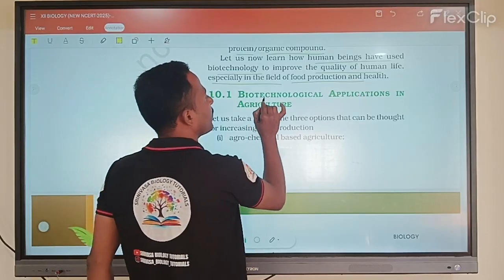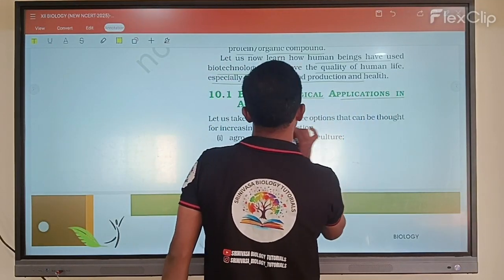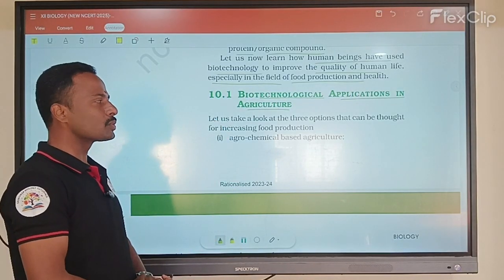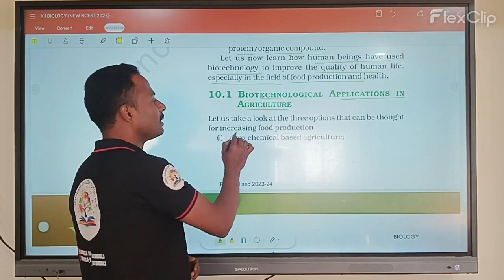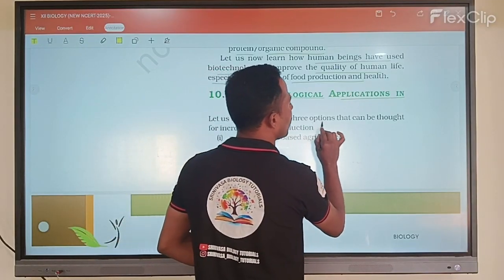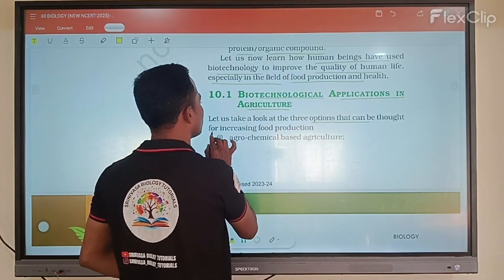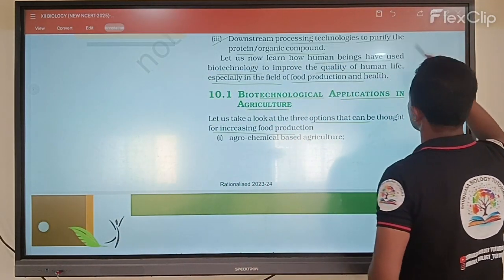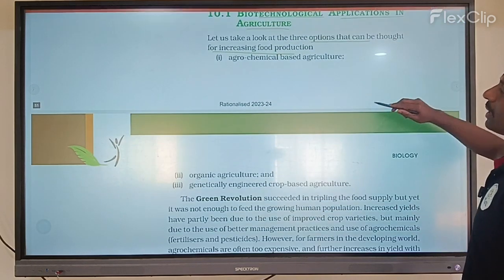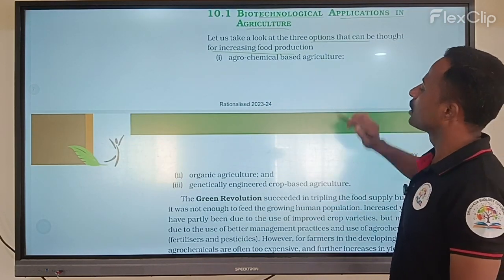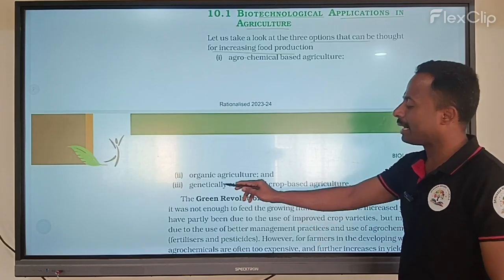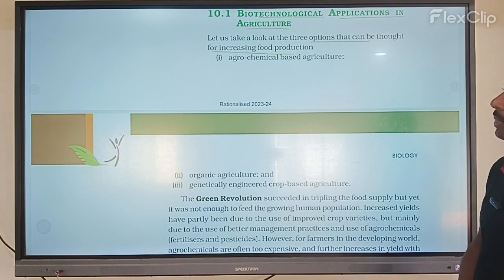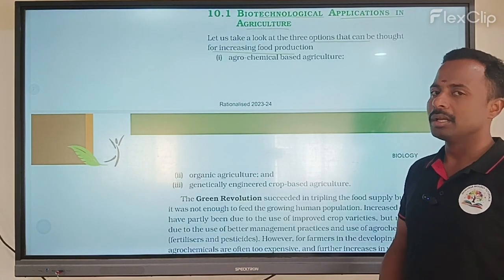First one, the biotechnological applications used in agriculture. Let us look at the options that can be thought of for increasing food production. The first is agrochemical-based agriculture, the second is organic agriculture, and the third is genetically engineered crop-based agriculture. So for food production we are using three ways.